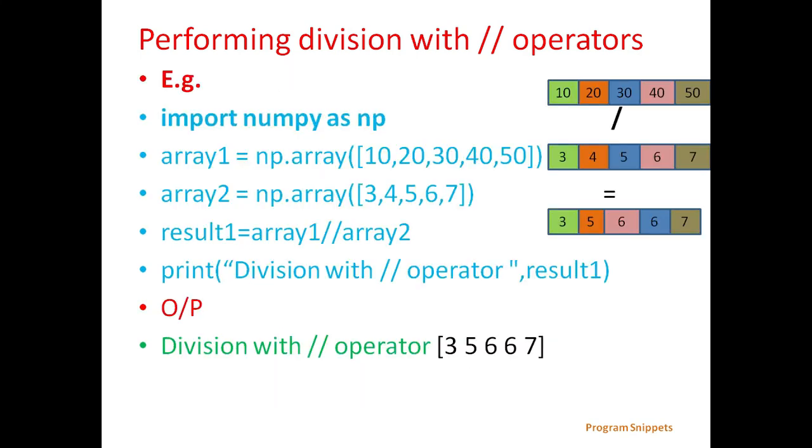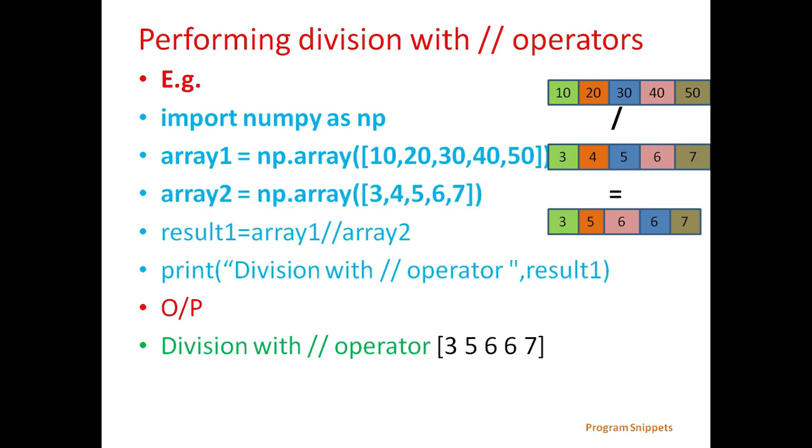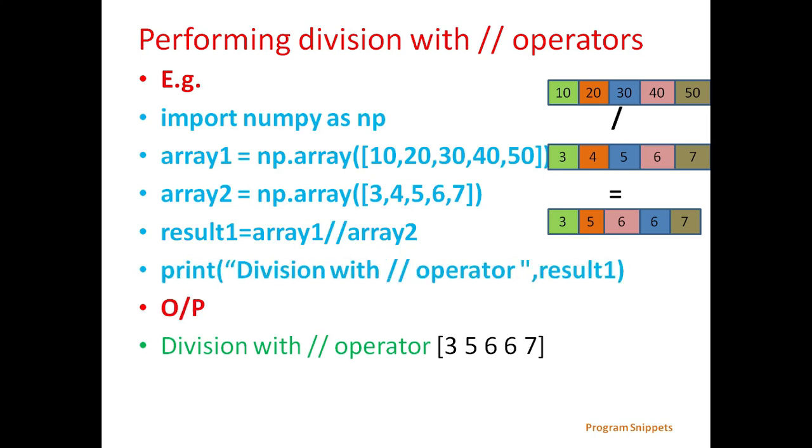For example, first we have imported numpy as np, then we have declared array1 as np.array with elements 10, 20, 30, 40 and 50, and we have defined array2 with np.array and elements 3, 4, 5, 6, 7. When we give result1 equal to array1 integer division array2, it will give the output as 3, 5, 6, 6, 7. Here it will divide 10 by 3 and give the integer output 3.